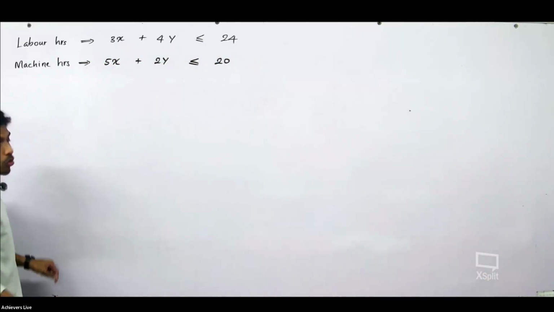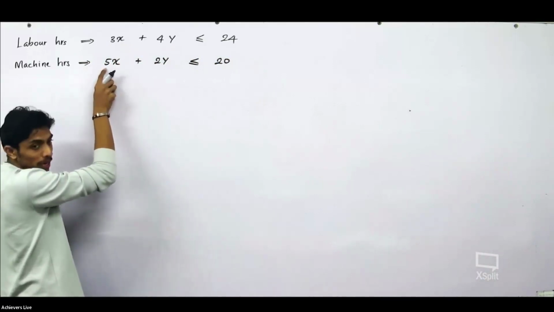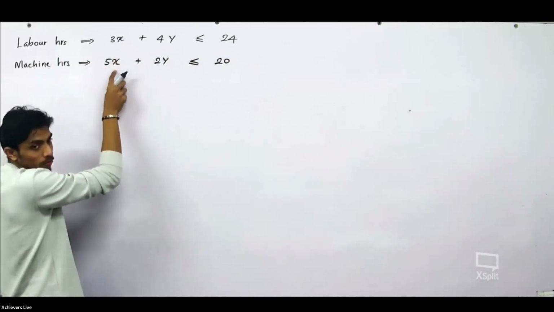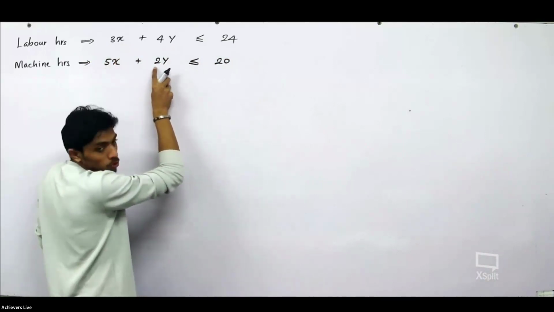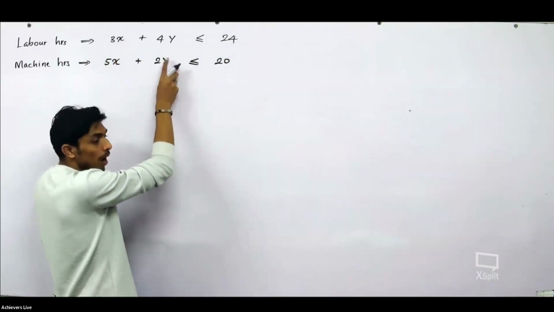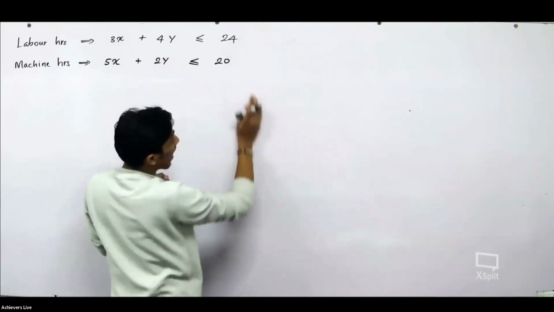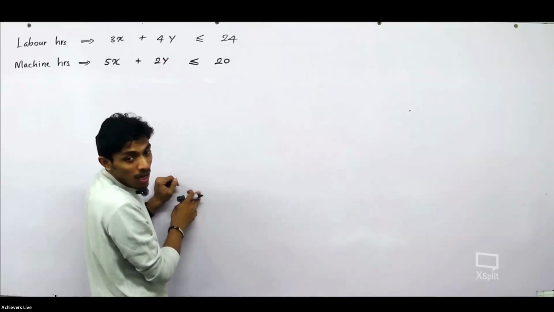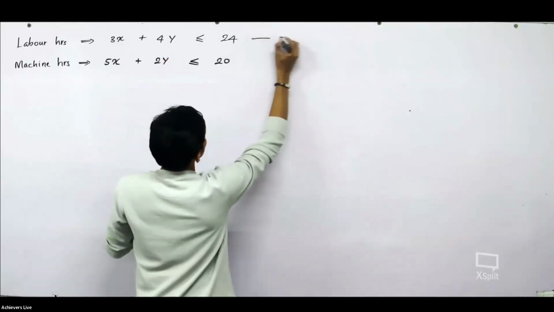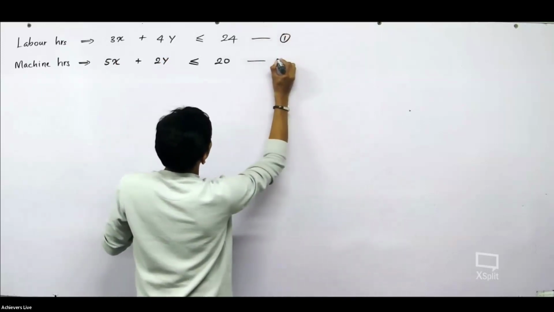Got it? So for 1 unit of X, you will use 5 hours. You have to decide how many units of X. For 1 unit of Y, you will use 2 hours. You have to decide how many units of Y. Got it? Right. So these are known as constraint formulas. So this is your formula 1. This is your formula 2.